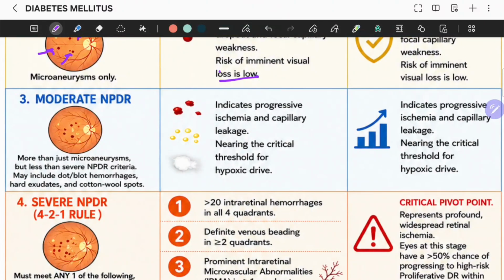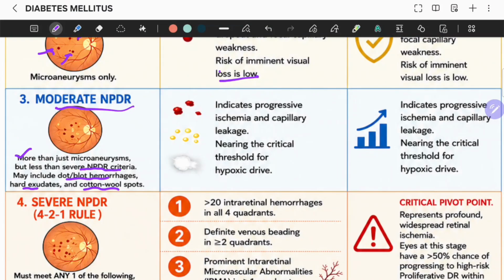In moderate NPDR, the vessels will become leaky, and you will see hemorrhages, exudates, and cotton wool spots also. Ischemia has started at this stage. Leakage and ischemia are starting at this stage of moderate NPDR. More than just microaneurysms, but less than severe NPDR criteria. This may include dot and blot hemorrhages, hard exudates, cotton wool spots.